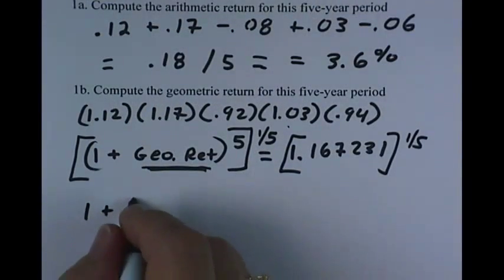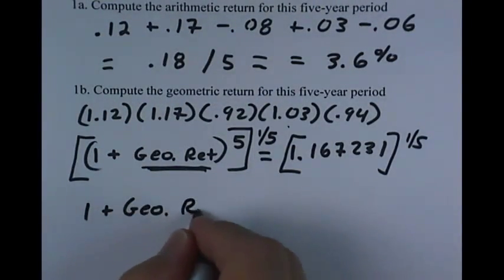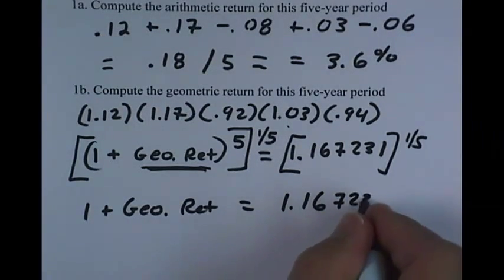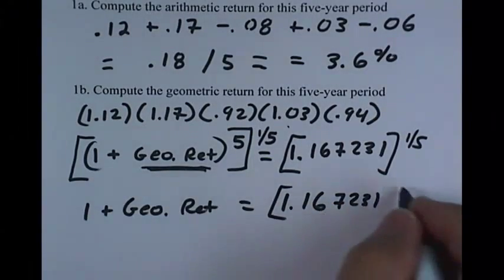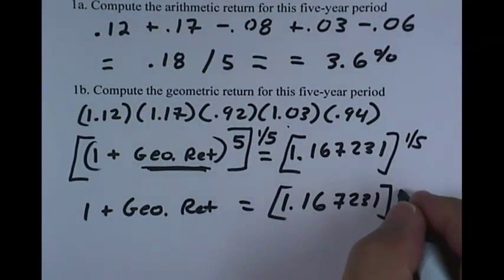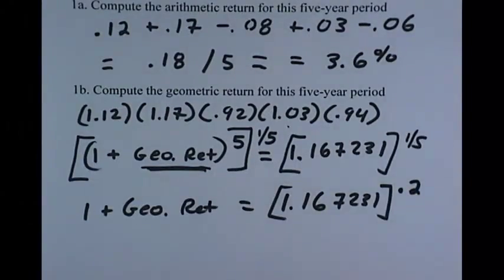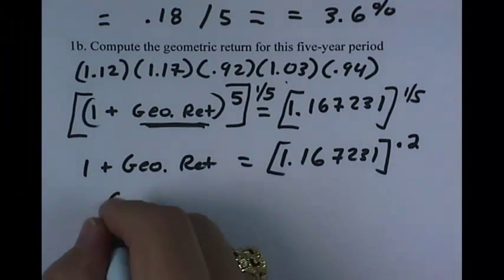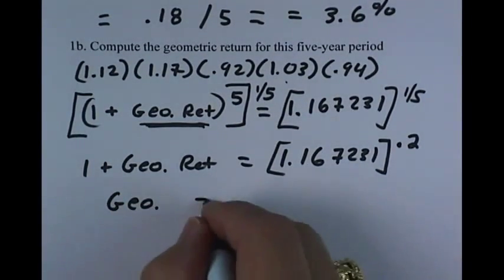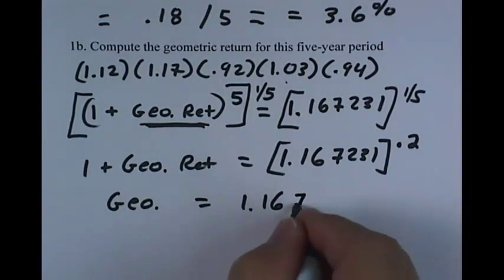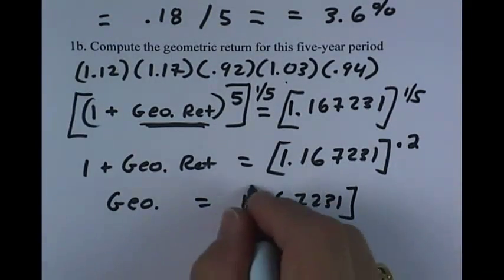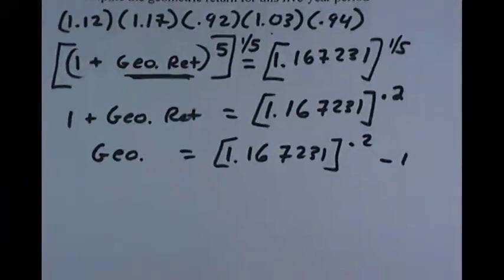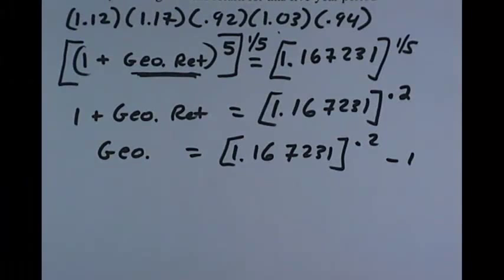So 1 plus the geometric return would be 1.167231 raised to the 1/5, or the 0.2 power. To get the geometric return by itself, I would take 1.167231 to the 0.2 power and then take the 1 back off. So we could use the exponent key on our calculator to do that.